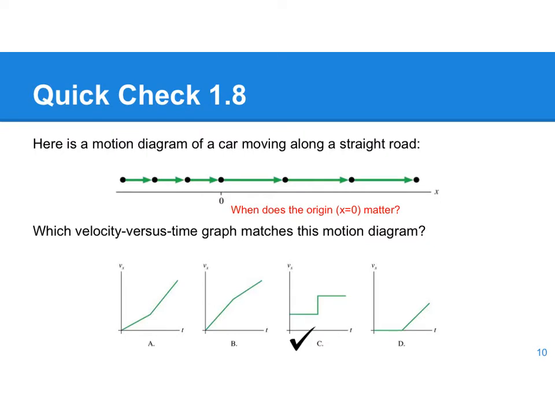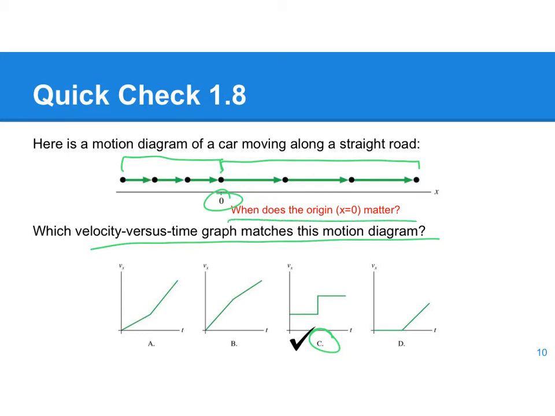So I have a question for you. Here's a motion diagram of a car moving along a straight road. Here I have this 0 point right here. And which velocity versus time graph matches the motion diagram? Well, here it's moving one velocity, and here it's moving a faster velocity. So C is my correct answer. Again, velocity versus time graph shows me how fast I'm moving.